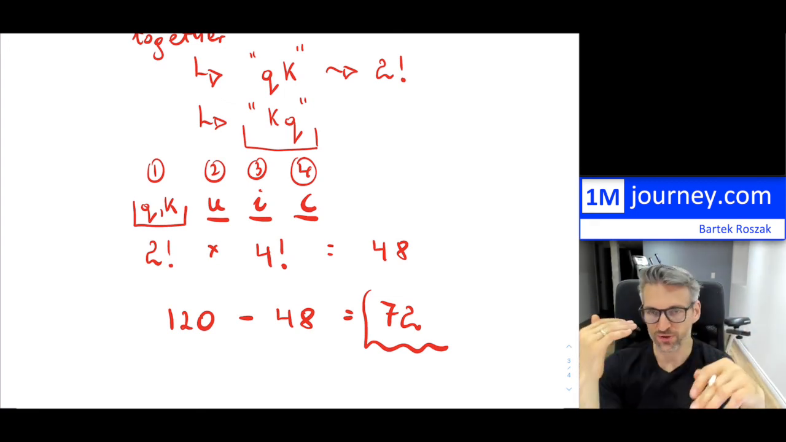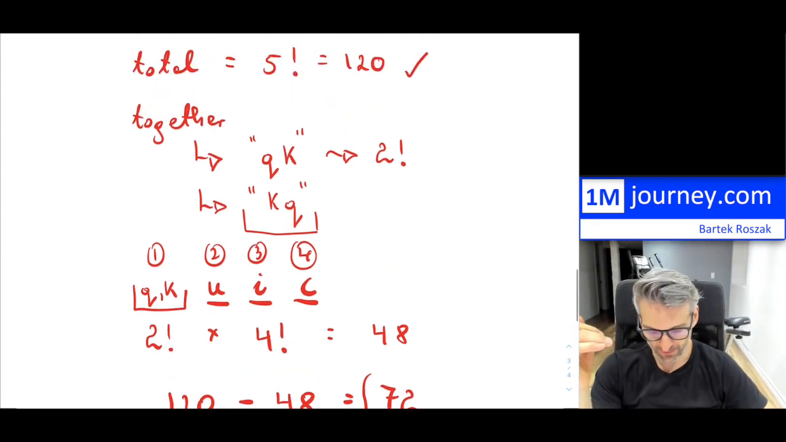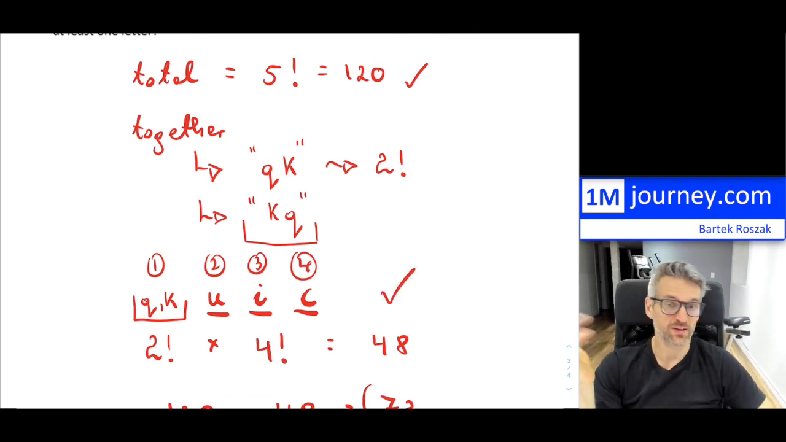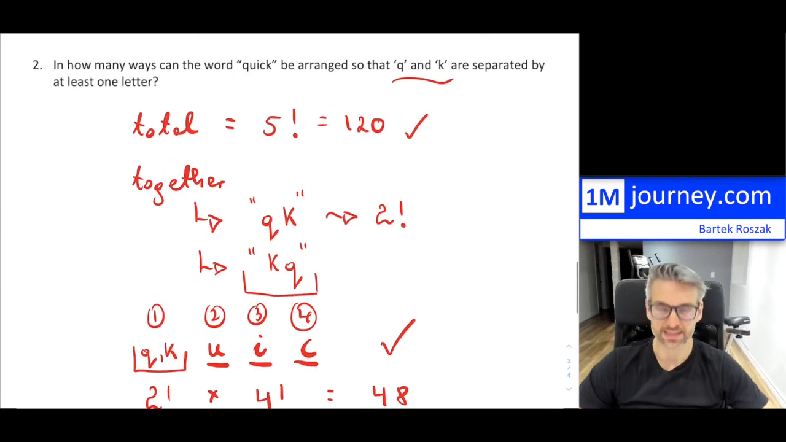So we've used the opposite. Find the total, find how many when they're together, and then just subtract them. And that would complete this particular example. Okay, so it's another one done.